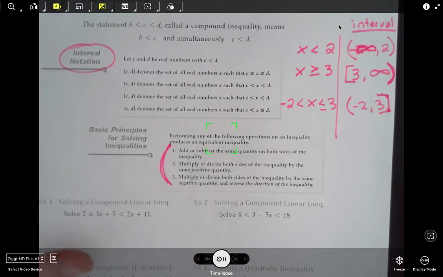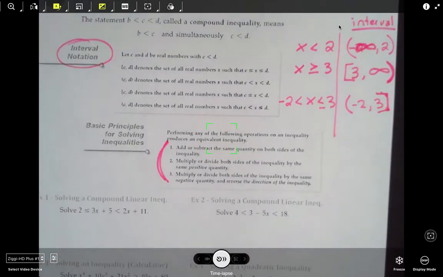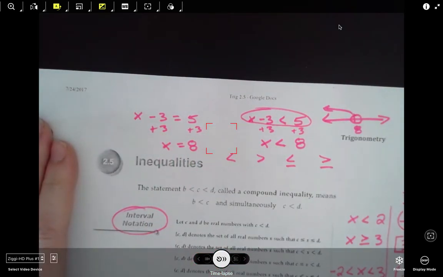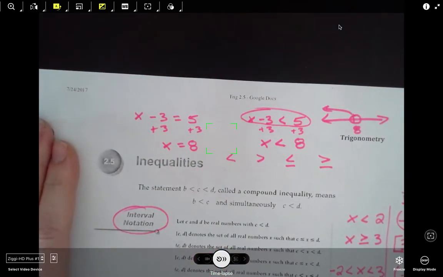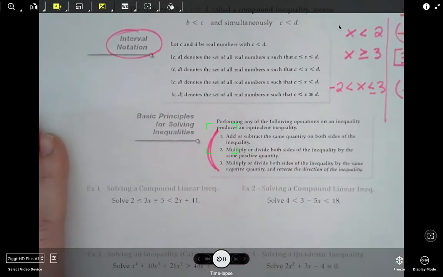All right. So solving inequalities, these 3 principles work the same as for solving equalities. So you're adding or subtracting the same thing on both sides of the inequality. Like up here, I'm adding 3 on both sides, okay? Or subtracting 3 on both sides. What you do to one side, you have to do to the other side. Multiplying or dividing on the same side.